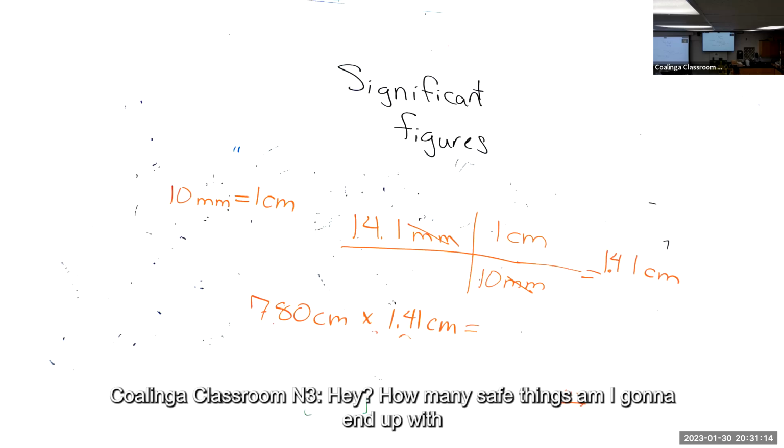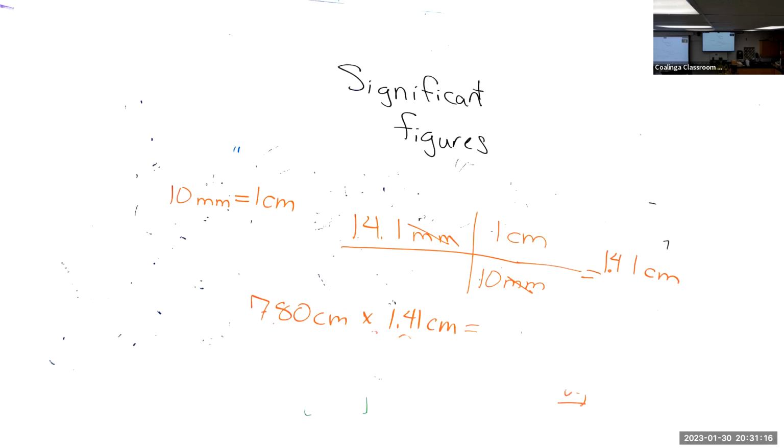Okay, how many sig figs am I going to end up with? 3? Yes, so it's 3. Okay, so I'll do the heavy lift. Rounds up to 11. 11 exactly, or 11 point something? 11.0.